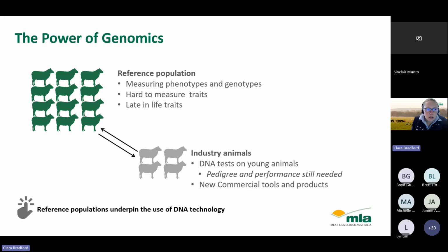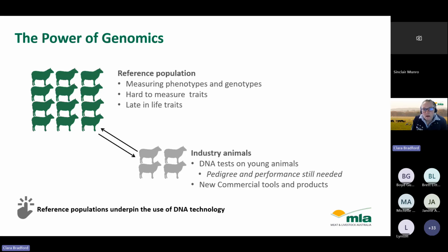So you can see here in this diagram, we've got a group of animals that form our reference that have been measured for a trait and also genotyped. And then that allows us to take a DNA test of our industry animals and then reference those animals back to the information that's been recorded in our reference population by matching the patterns that are across the DNA.